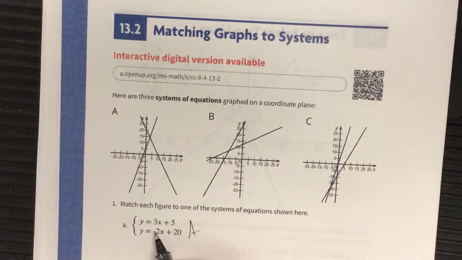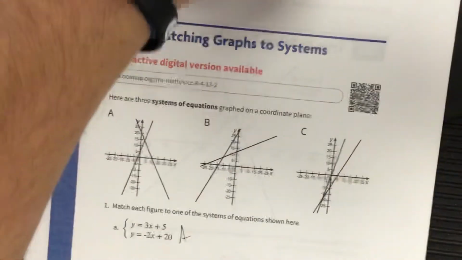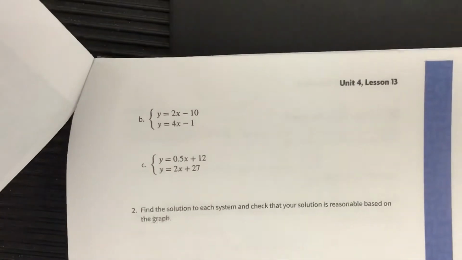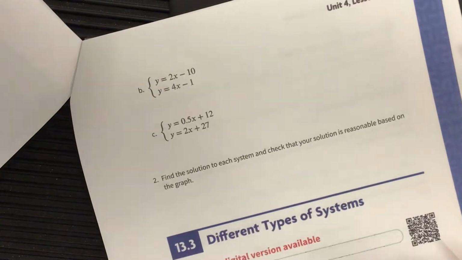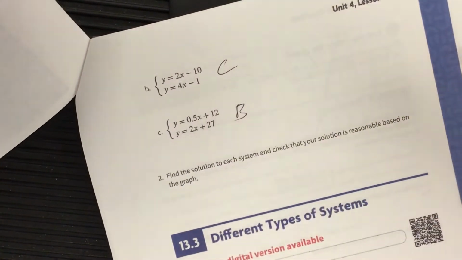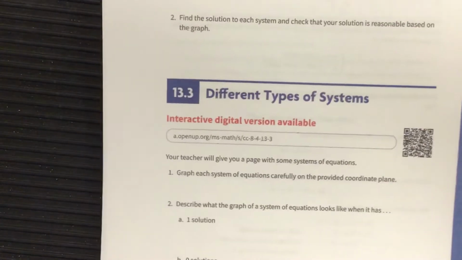Also A is the only one that had a line going each direction, I believe. One positive, one negative slope. This one goes with A. Okay, B had 2 of them with negative slopes. Or not negative slopes, negative y-intercepts, I should say. That is C. And that leaves B for the last one.